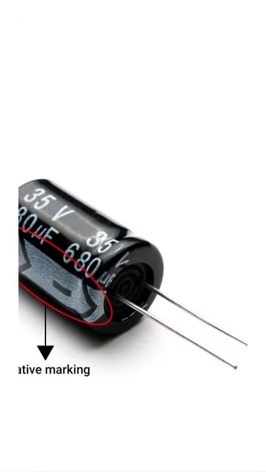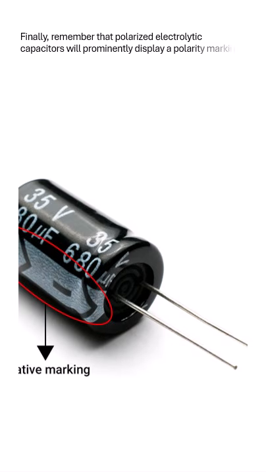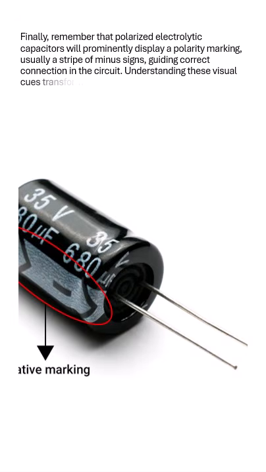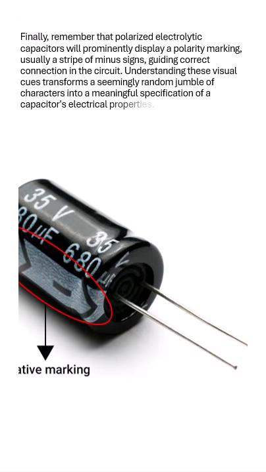Finally, remember that polarized electrolytic capacitors will prominently display a polarity marking, usually a stripe of minus signs, guiding correct connection in the circuit. Understanding these visual cues transforms a seemingly random jumble of characters into a meaningful specification of a capacitor's electrical properties.